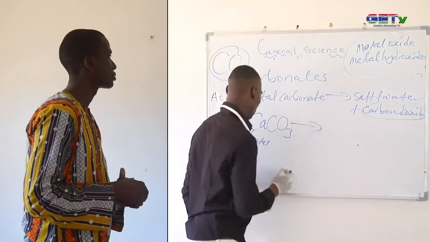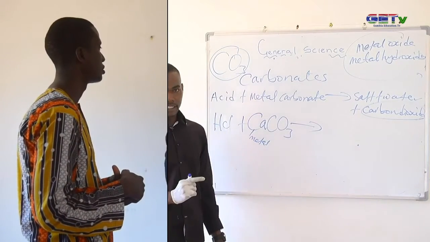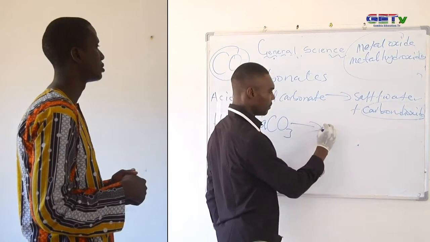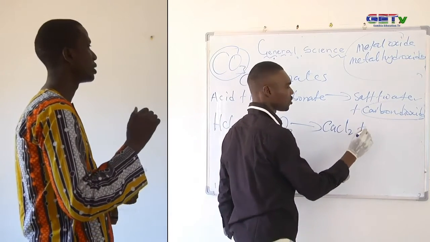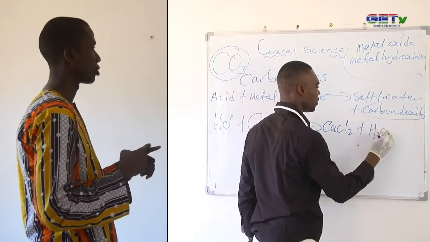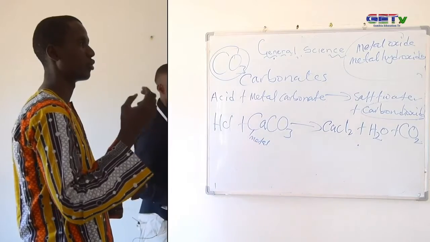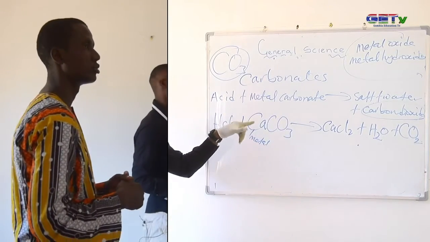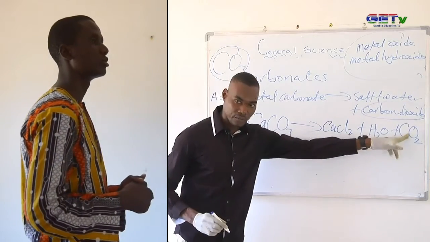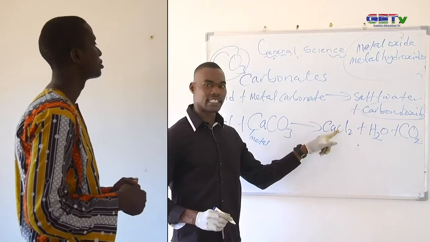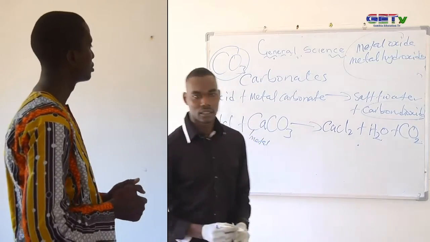It will give you what now? The hydrochloric acid reacts with calcium carbonate to give you calcium chloride, that is CaCl2, plus water and also carbon dioxide. This is what happens whenever acid reacts with calcium carbonate. Carbon dioxide gas is given off together with calcium chloride as a salt and water. Please.